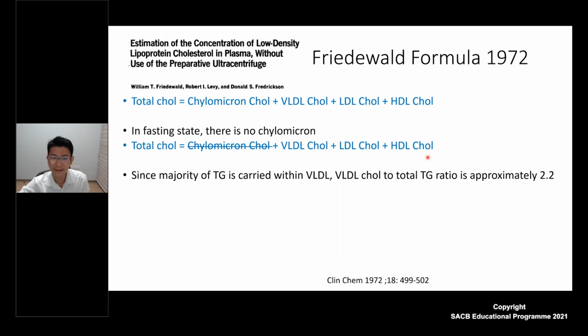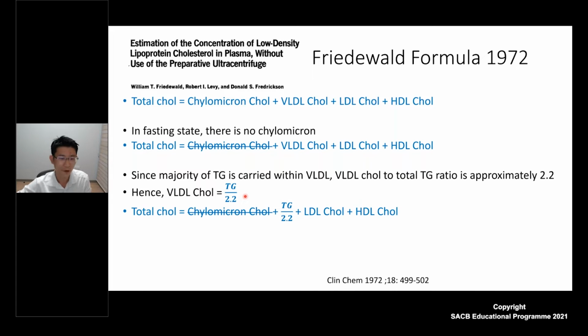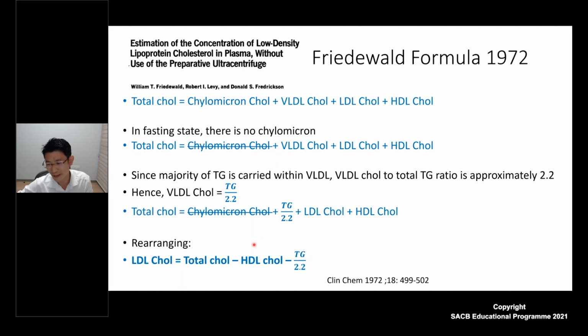What he found is that most of the TG, triglycerides, is carried within VLDL cholesterol, and the ratio of the VLDL cholesterol to TG is 2.2. So he decided to substitute VLDL cholesterol equals TG over 2.2. He substituted this equation in, so you get total cholesterol equals TG over 2.2 plus LDL cholesterol plus HDL cholesterol. Rearranging, this is our Friedewald formula, which Friedewald found in 1972, and 50 years later, we are still using it.